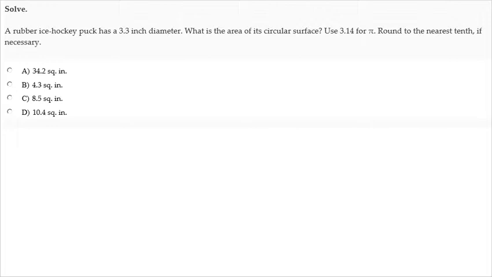Well, they're talking about a hockey puck, and I would definitely think that because of diameter, even if I don't know what a hockey puck is, diameter implies that it's a circular object. So I'm going to try to draw in perspective what a hockey puck looks like roughly. And it's made of rubber.